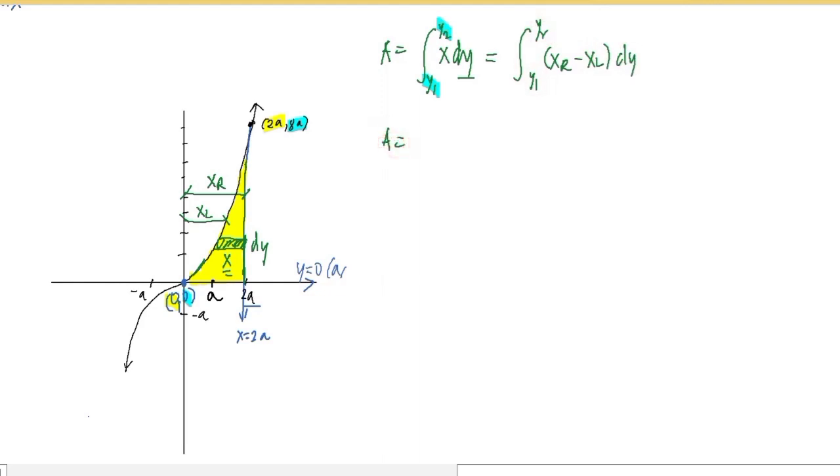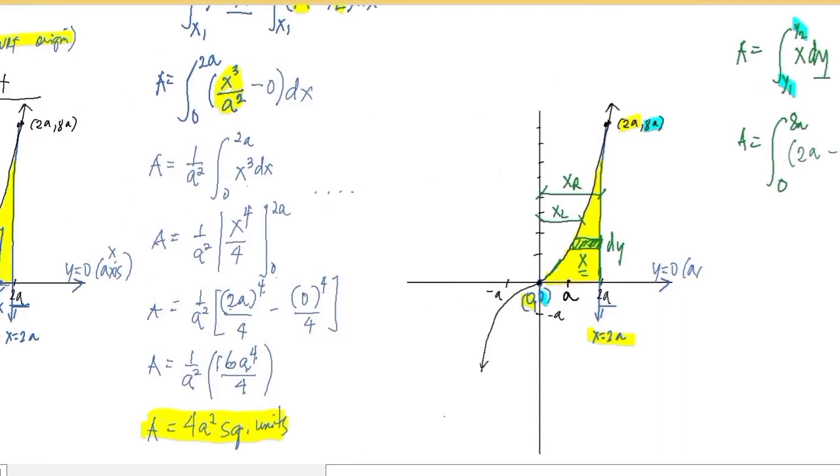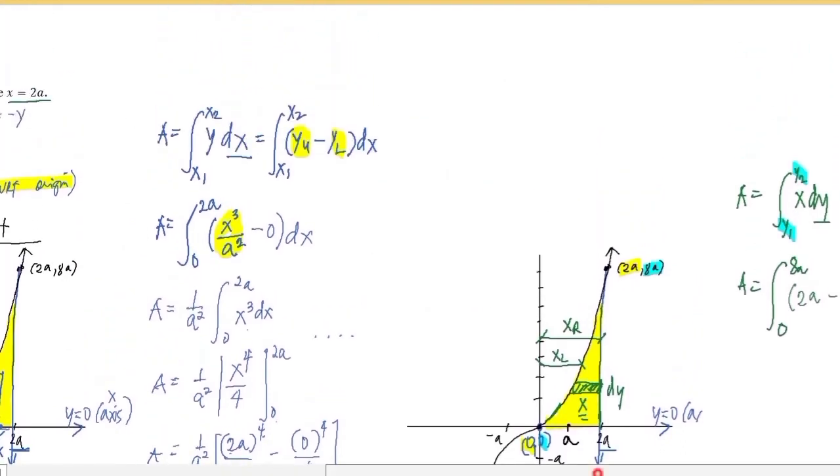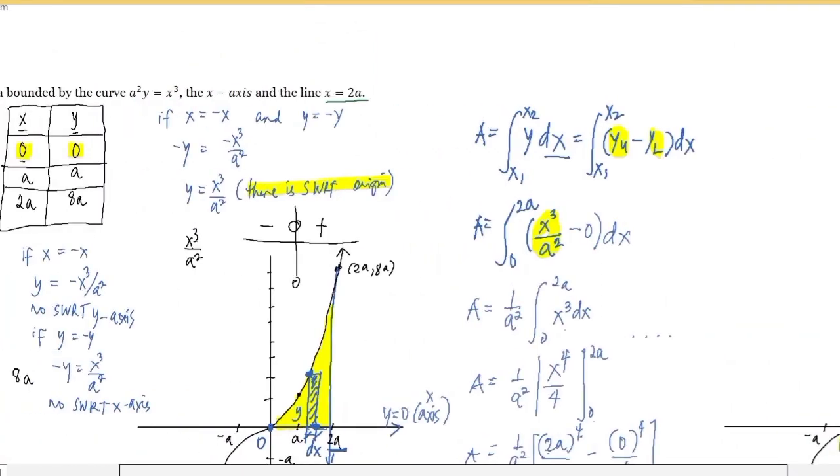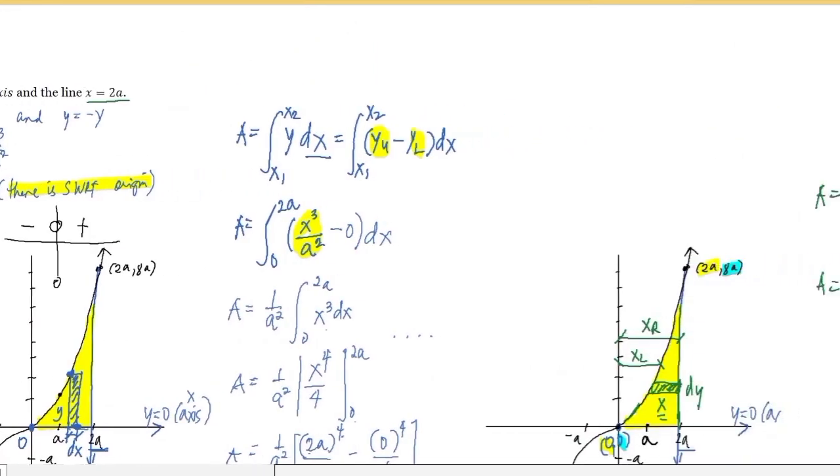So substituting the value for this, we have our y1 is equal to 0 and our y2 here is equal to 8a. Now, what is the equation for the x at the right? No? Our x at the right here is x is equal to 2a. So, substituting that in our equation, then we have here 2a minus our x left is the equation of our curve. As we can see, no, in our problem, we have here our equation is a squared y is equal to x cubed.